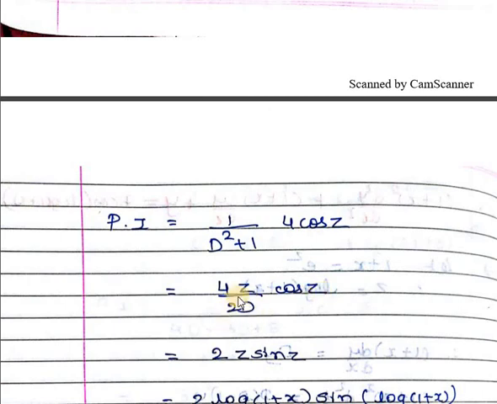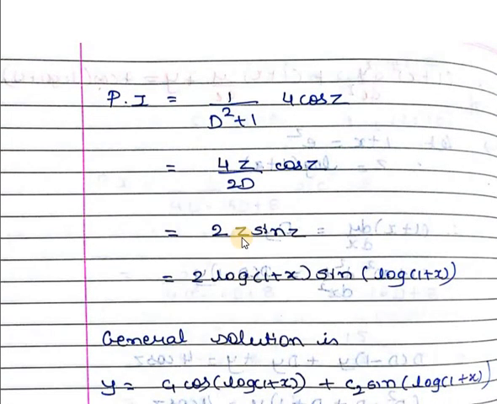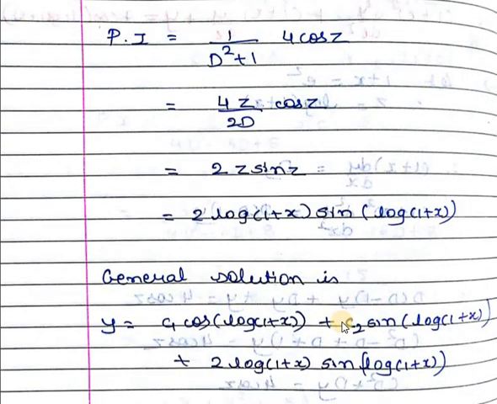So this can be written as 2z, and it will be 1 divided by D into cos z. So 1 by D represents integration. So we will have to take the integration of cos z. So the integration of cos z is sin z. Now replacing z by log (1 plus x). So it will be 2 log (1 plus x) sin log (1 plus x), because the final answer should be in the form of x. Hence the general solution is given by y equal to yc plus yp. So this is our yc, c1 cos log (1 plus x) plus c2 sin log (1 plus x), plus yp is 2 log (1 plus x) sin log (1 plus x).